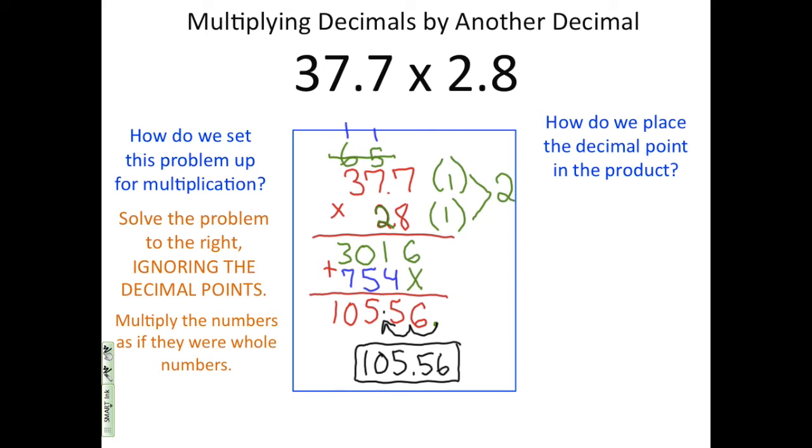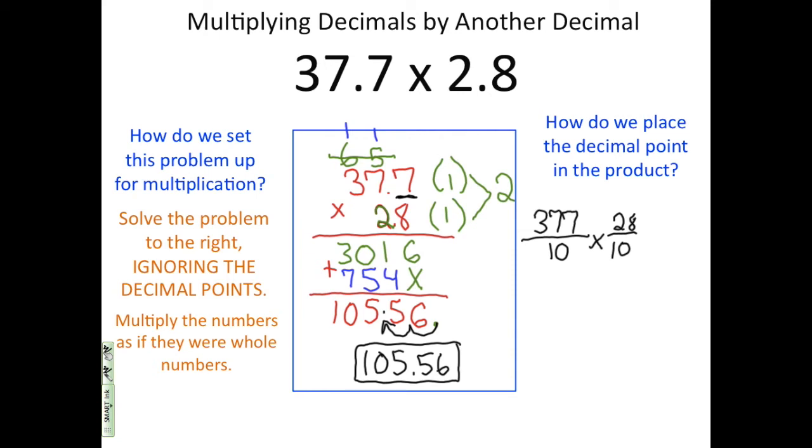Let's take a closer look at this problem. I'm going to show it in fraction form now, so that you can really understand why the decimal is going in between the two 5s. If I were to write 37 and 7 tenths as an improper fraction, it would be 377 tenths, right? That's the tenths place, so I have 377 tenths. If I were to write 2 and 8 tenths as a fraction, it would be 28 tenths.